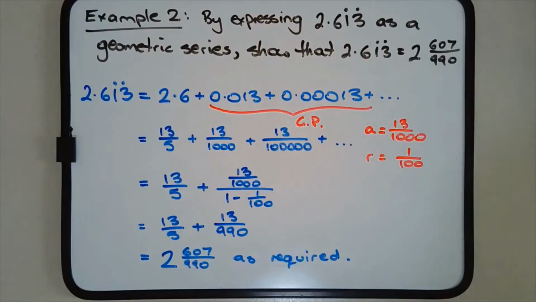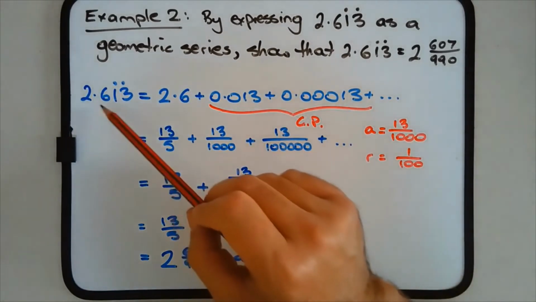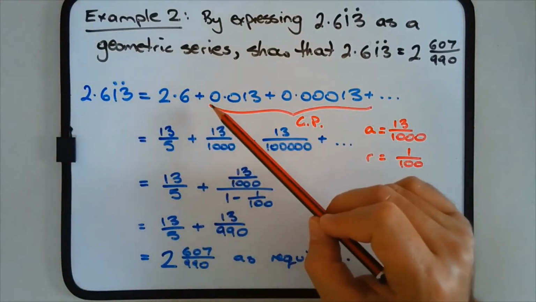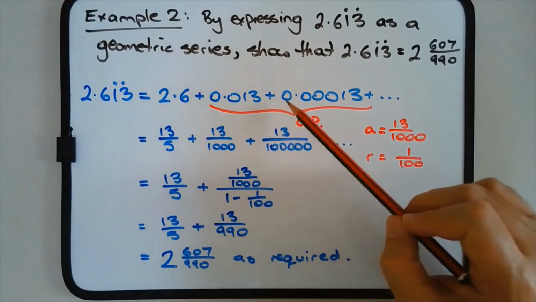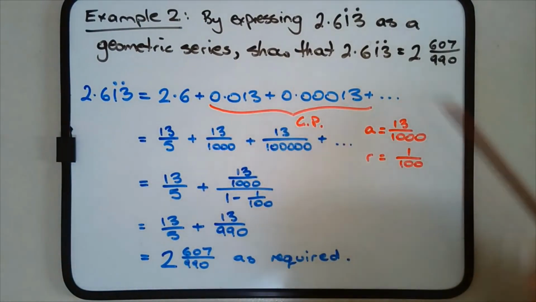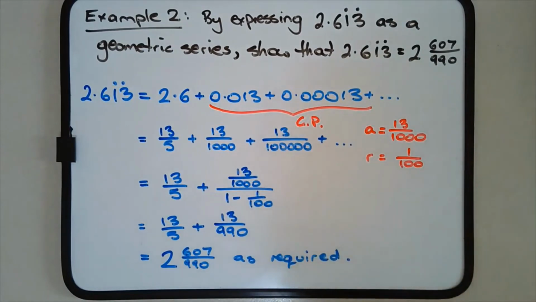Example 2. By expressing 2.613, where the 1 and the 3 recur, as a geometric series, show that it can be written as the mixed numeral 2 and 607 over 990. Now 2.613, where the 1 and the 3 recur, can be written as 2.6 plus 0.013 plus 0.00013 and so on. And this pattern continues forever. So there's an infinite number of terms.